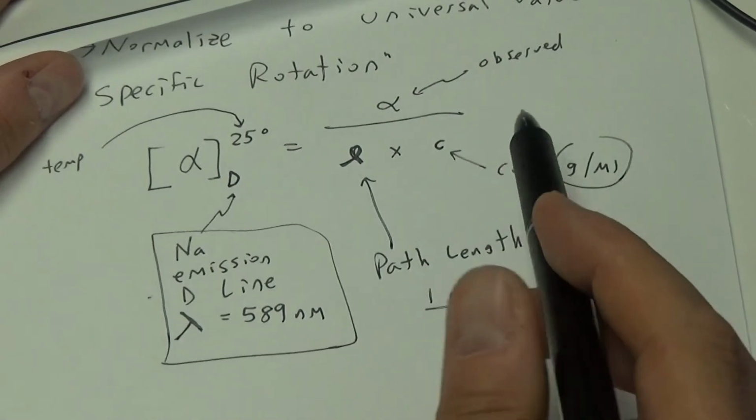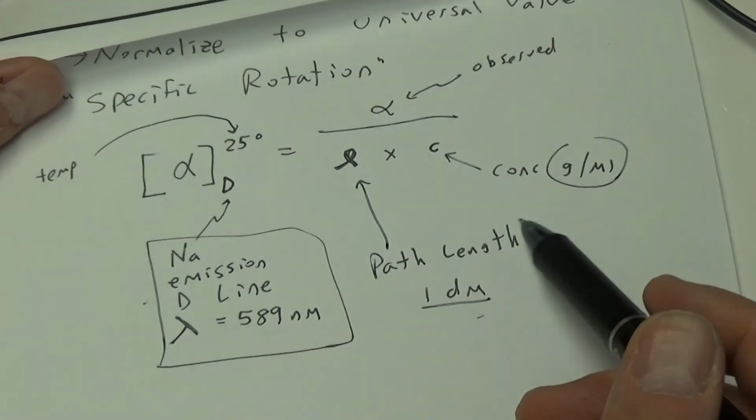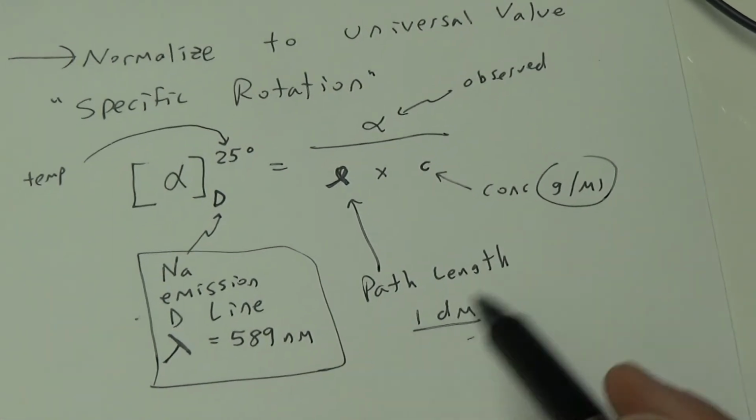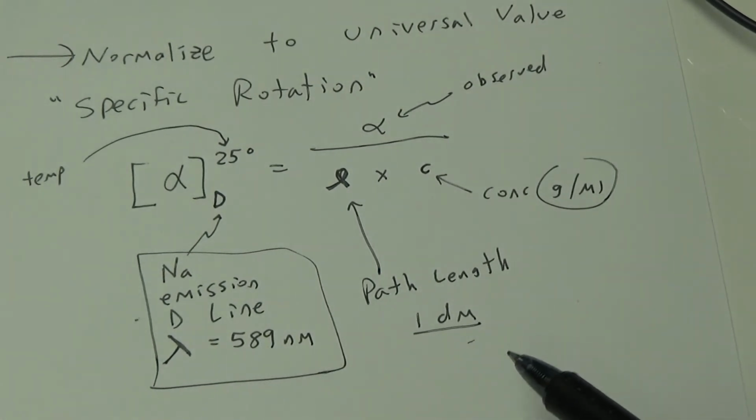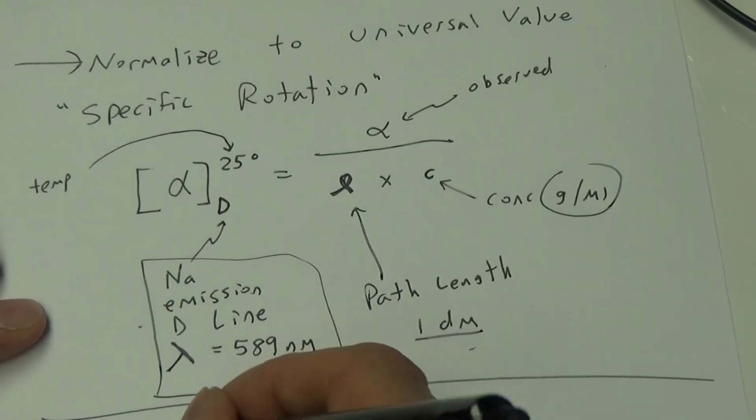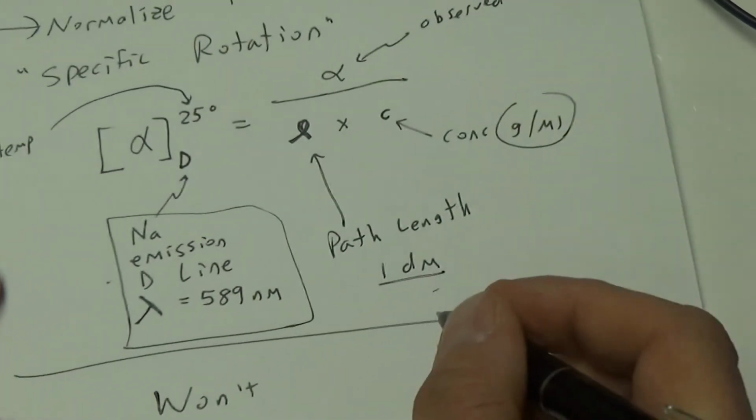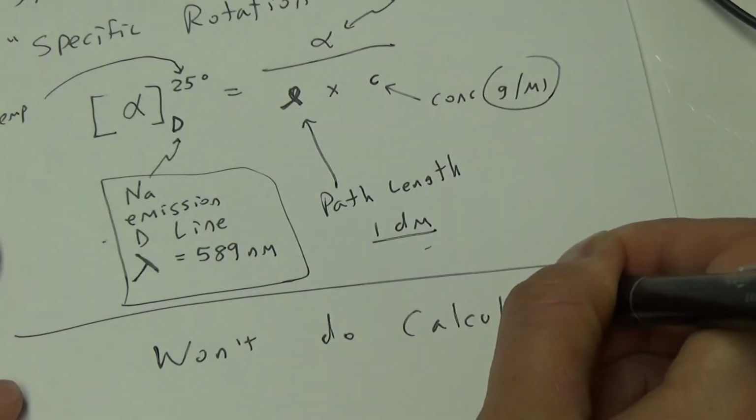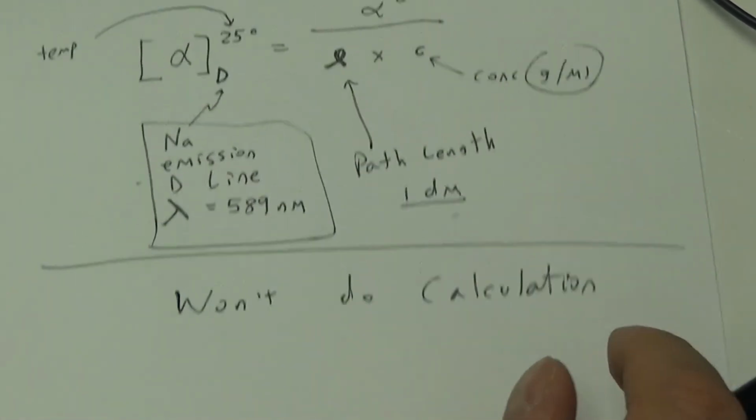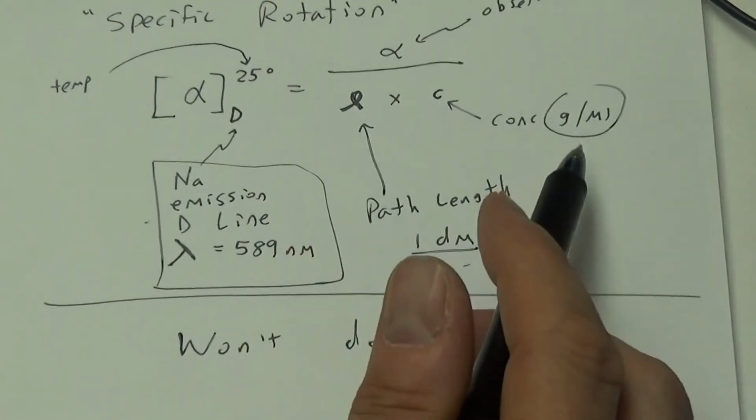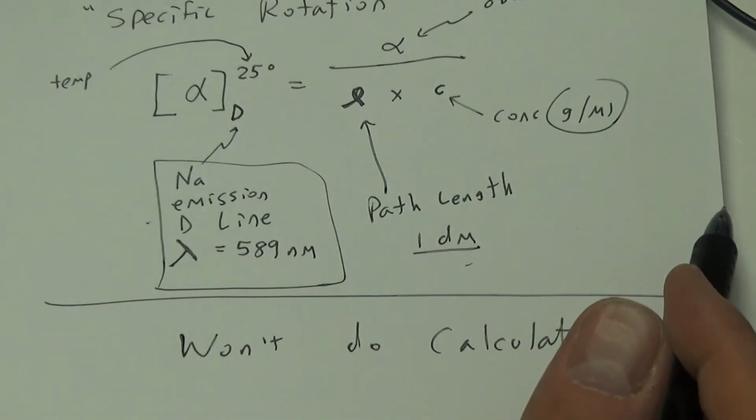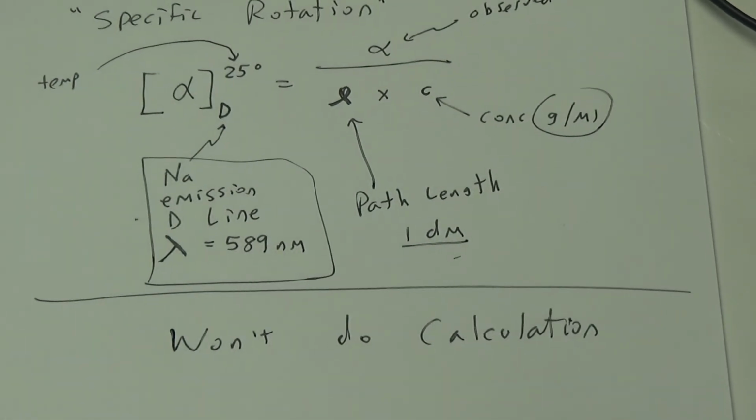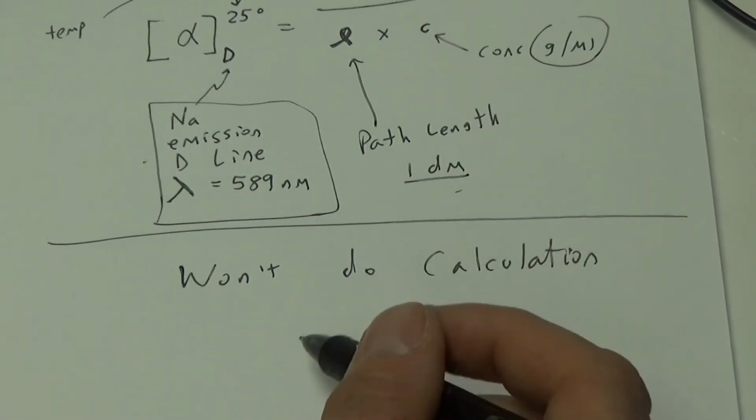Given all this, this becomes a universal value, and you can compare it between substances. So let's show a couple values, and then I think we're probably ready to stop. You won't do this calculation. You need to just be familiar with the basic idea. You're not going to be calculating these alpha values. I'll just show a couple of alpha values, then we'll continue next time.